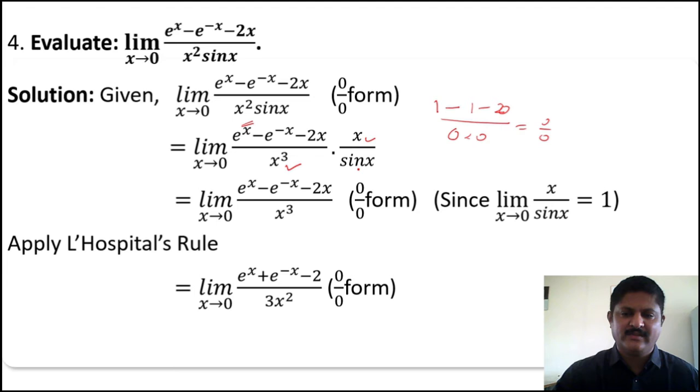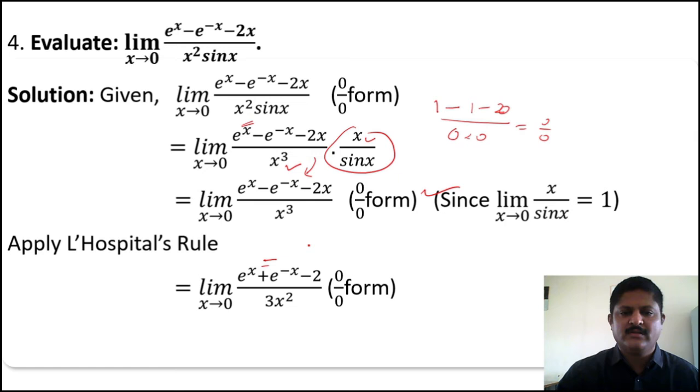This value becomes limit of x tends to 0, e power x minus e power minus x minus 2x divided by x cube. Again apply the limit: e power 0 is 1 minus e power minus 0 is 1 minus 0, so 0 by 0, again 0 by 0 form. Apply L'Hospital's rule. The differentiation of e power x is e power x, minus e power minus x gives plus e power minus x, minus 2 into the differentiation of x, which is 1. Therefore e power x plus e power minus x minus 2 divided by, for x cube, 3x square.